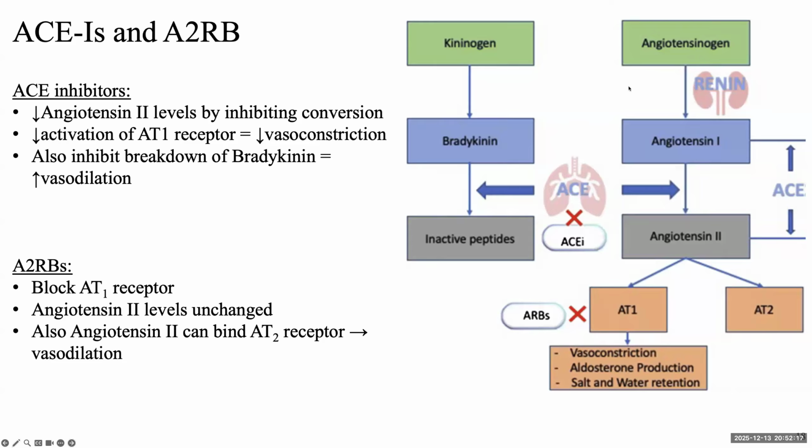Now with the A2RBs or the ARBs, we're just blocking the AT1 receptor. AT2 is still intact. Overall levels of angiotensin 2 are unchanged. So, basically, there's still enough of this available to activate the AT2 receptor, but the breakdown of bradykinin is not prevented by this one. All right, cool.